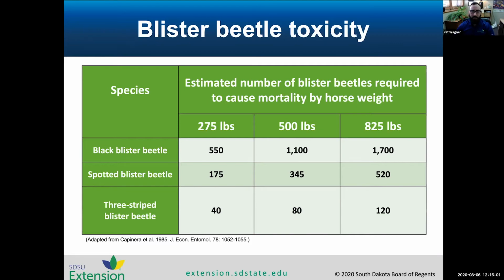The spotted blister beetle, I'm not going to talk about this one later because it's not as common in South Dakota. I know they have it in Montana, so it's probably here, but we don't really see them very often. In this case, the spotted blister beetle is quite a bit less; you only need about 345 of those to cause mortality. Then we look at the striped blister beetle, and it's much less. You'd only need 80 of these beetles to cause mortality. So you can see that pretty big difference between the black blister beetles and the striped in terms of how toxic they are.